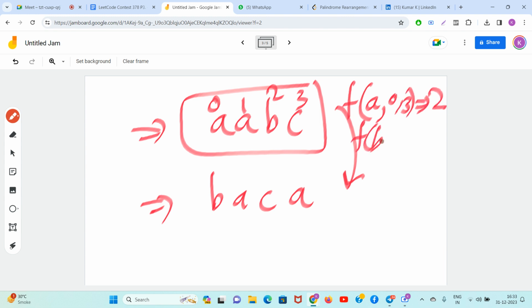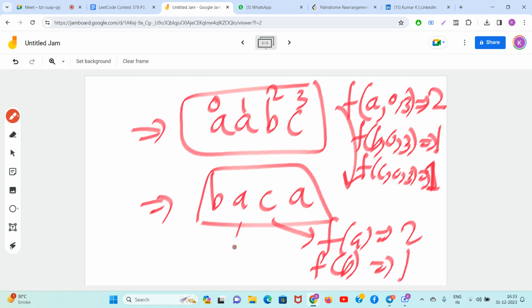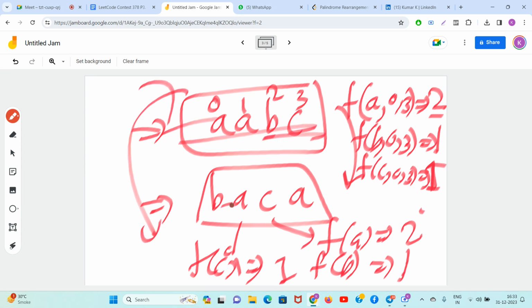What is the frequency of B from 0 to 3? It is 1. What is the frequency of C from 0 to 3? It is 1. If you run this algorithm for this string also, the frequency of A will come as 2, frequency of B will come as 1, frequency of C will come as 1. You will check, are all these values matching? If all of them are matching, then you can say that the content of both the strings is the same and both the strings are equivalent.